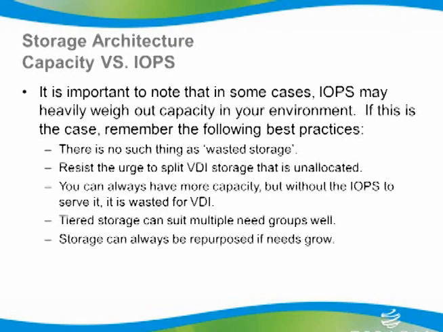Now, it doesn't really matter which hard drive technology we're talking about. If we're talking about 7200 RPM with a SATA or a SAS, if we're talking about 10K FC, if we're talking about 15K, it doesn't really matter. One way or another, as soon as you get beyond the 400 gig space, you're going to have more capacity than IOPS, and that's a big problem. So if this is the case, you have to remember the following best practice. There is no such thing as wasted storage.